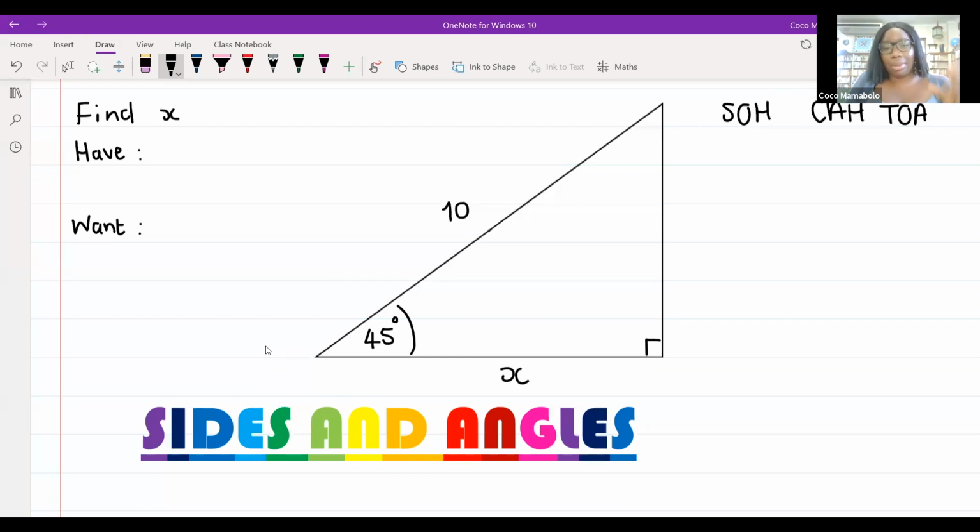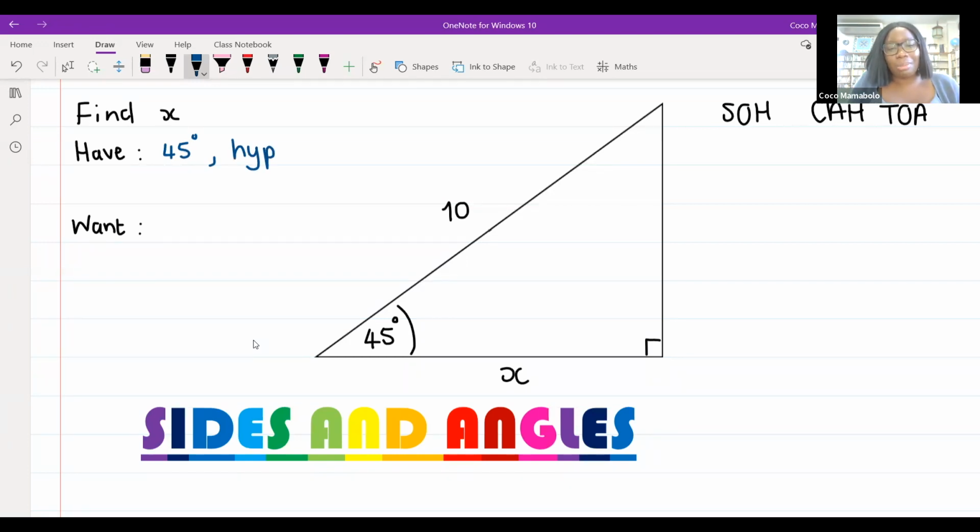Now, let's think about this. What do I have? Tell me in the chat, guys. What is it that I have in this drawing? Good, I've got my angle, 45 degrees. And I also have my hypotenuse. That's it, Ndumi. So I've got my 45-degree angle and I've got my hypotenuse, right?